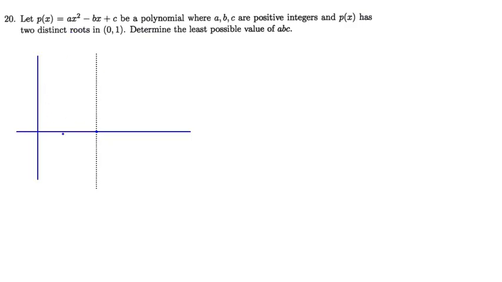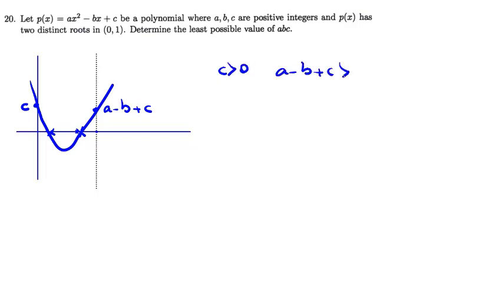Like this. a is positive, it opens up because we have two roots. It will be something like this. So we have something like here. At this point is when x is 0, so it will be c. And this point is when x is 1, so it will be a minus b plus c. And we can say they are positive. c is positive, a minus b plus c is positive.